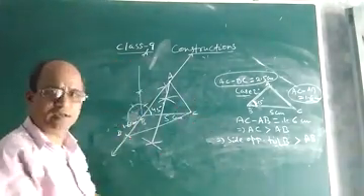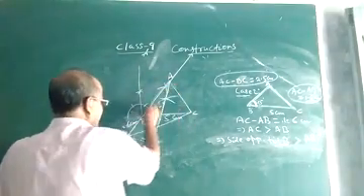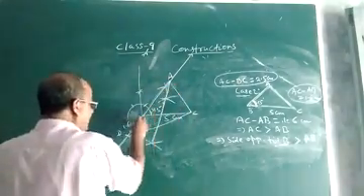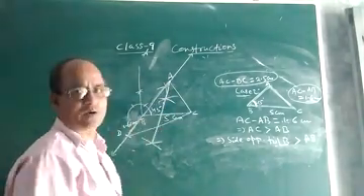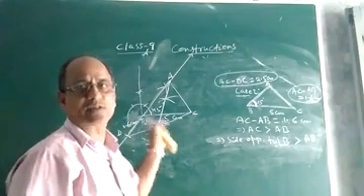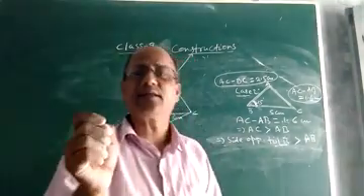Now how to justify? You can easily justify. You see, AC minus AB will be equal to BD in this case, which is equal to 1.6 centimeter. So children, just mark one thing.